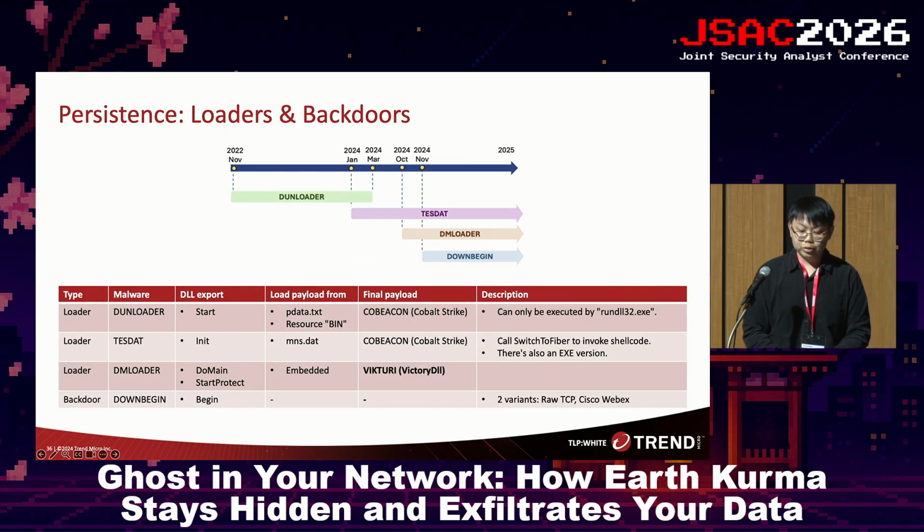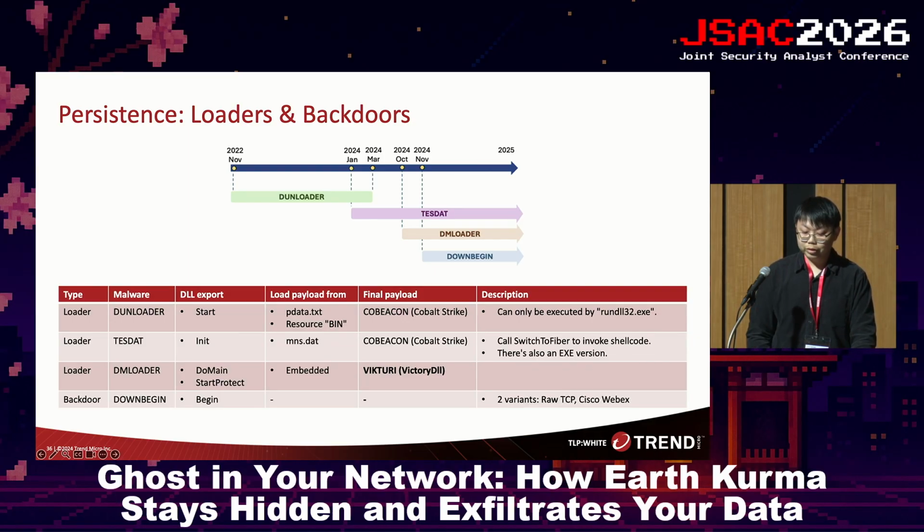And we also observed several loaders and backdoors in the persistence stage. The loaders, downloader, test date, and DNloader usually come with specific export functions like start or init. Most of the final payloads are Cobalt Strike or CoBeacon. For DNloader, it loads the embedded payload, which is called Victory, also known as Victory DLL.